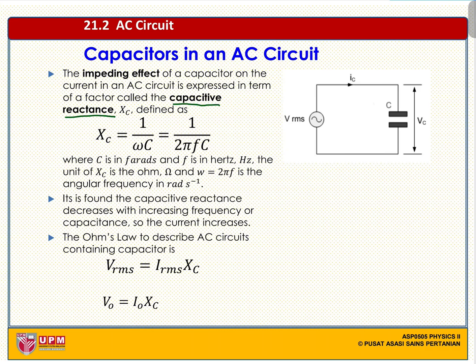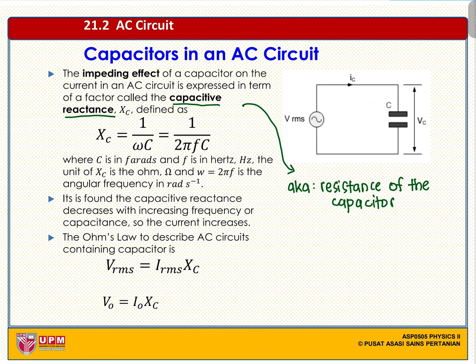Capacitive reactance ni kita boleh bayangkan sebagai resistance of the capacitor. Kita boleh katakan dia tak adalah sebetulnya resistance of capacitor, tapi kita boleh bayangkan dia sebagai resistance of the capacitor. Dia menghalang current untuk mengalir. So apabila dia menghalang current untuk mengalir, current tu akan berkurang lah. Makin tinggi XC, makin berkurang awak punya I.